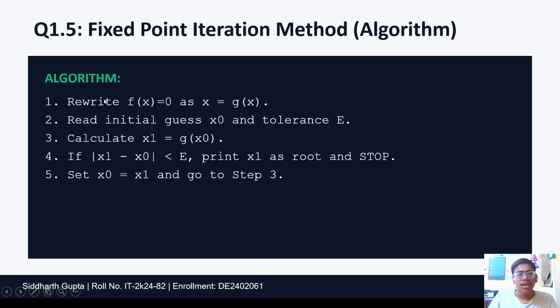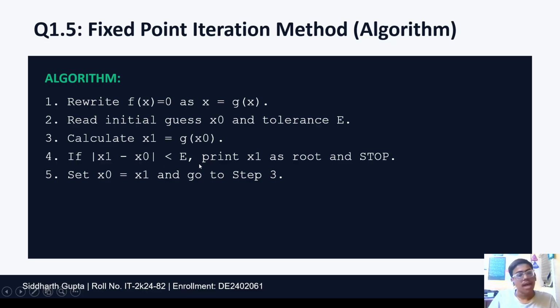The algorithm is again to rewrite f(x) = 0 as g(x), like I told, we will rewrite the function in the form x is equal to g(x). We will read the initial guess x0 and tolerance e. We will calculate x1 is equal to g of x0. Then if mod of x1 minus x0 is less than e, we will print x1 as the root and stop. Otherwise, we will set x0 is equal to x1 and go to step 3.